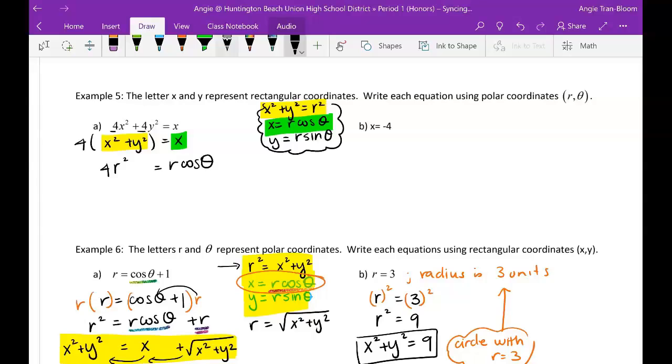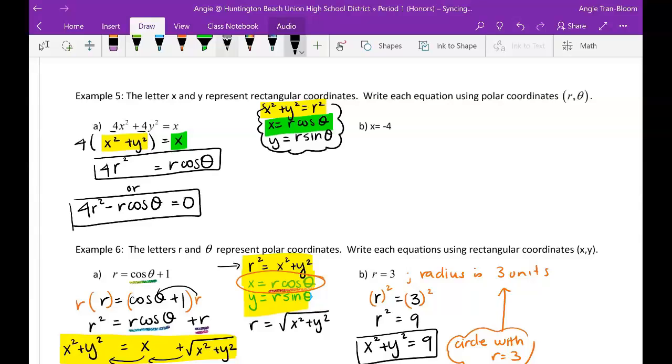Now I will totally accept this answer the way it is. If you choose to move it to one side so that it equals 0, which I believe your book does, you can also do that. But I will always accept the simplest answer. Whether you move it to equal 0 or not, it's still going to be in the simplest form. You can't really do anything else.